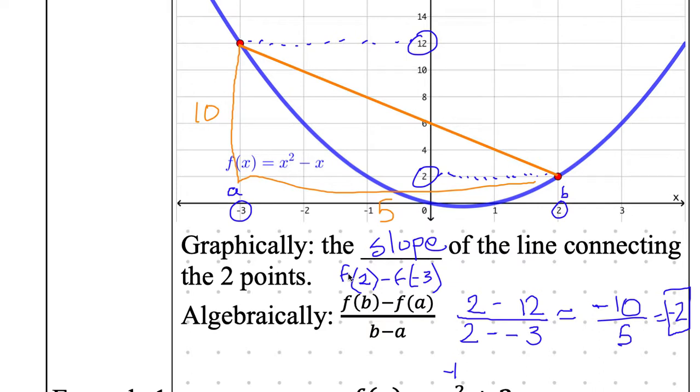So, once again, what we're doing, these are the heights. These are the x coordinates. I'm doing the height of B minus the height of A, over the x coordinate of B minus the x coordinate of A. In order to find the height, I need to plug it into the equation. With a graph, that's easy. Just look at the height.